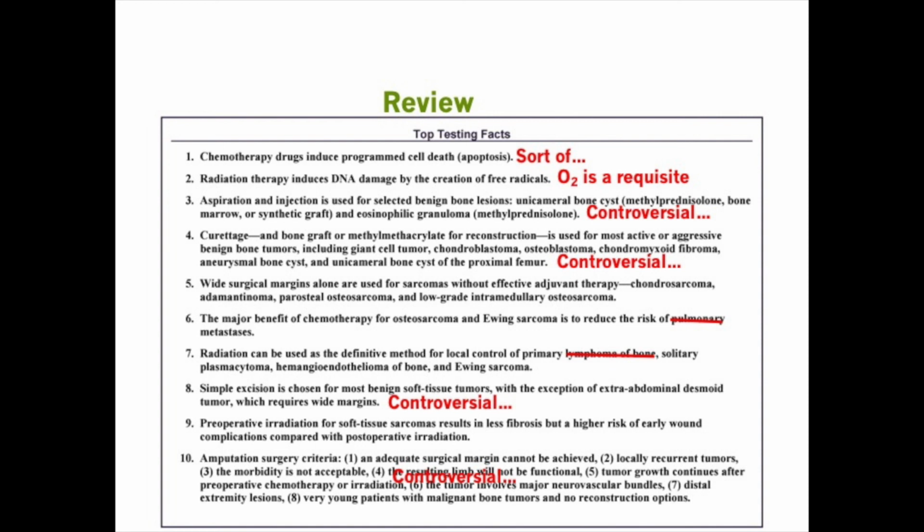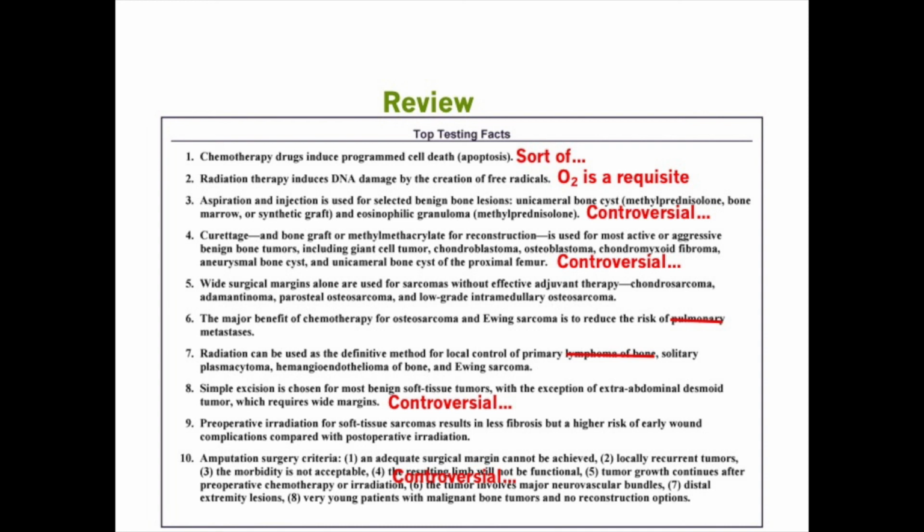Aspiration and injection is used for select benign bone lesions, unicameral bone cysts, and eosinophilic granuloma. It depends on what you're injecting, but a lot of times cortisone can be helpful in some of these. Some of this is controversial, especially with unicameral bone cysts. There are some out there that do not inject these with methylprednisolone, and they do just as well.